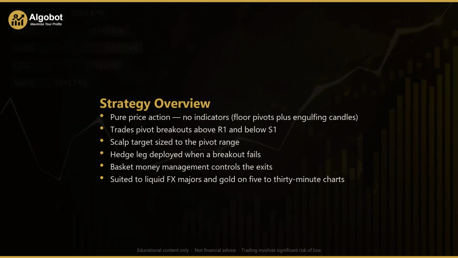There's the central pivot, the first resistance, and the first support. Because so many participants watch them, a decisive close through one of these levels can mark the moment the level gives way and order flow shifts. The strategy combines that with the engulfing pattern, which adds a conviction filter. It only acts when a candle's body fully overwhelms the previous candle's body, suggesting genuine commitment rather than a brief test of the level.